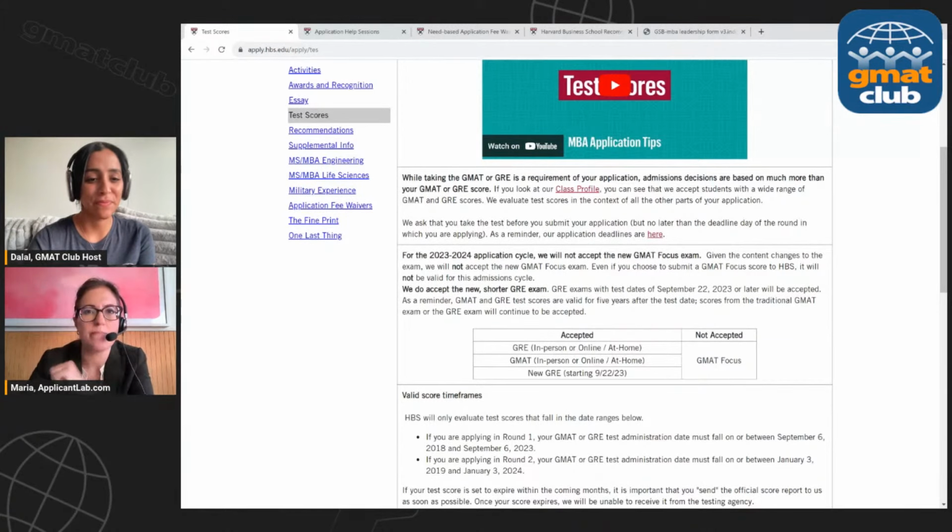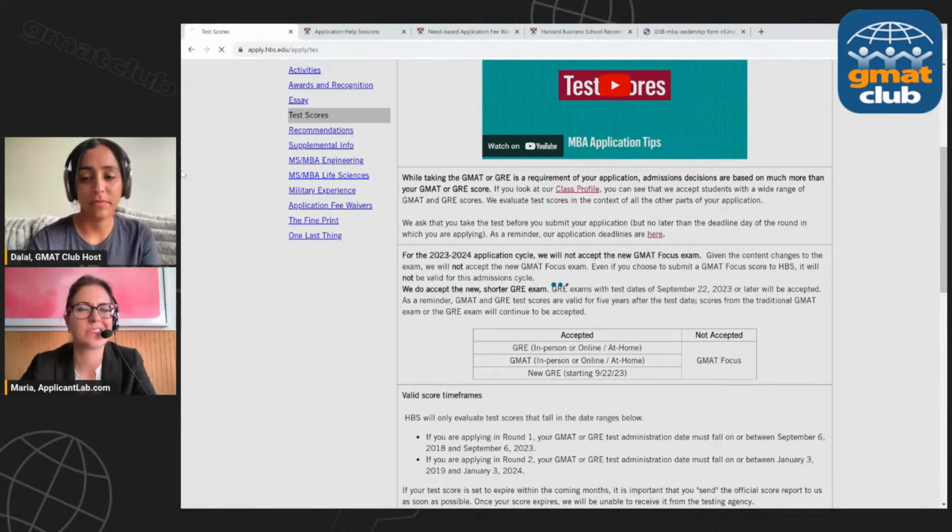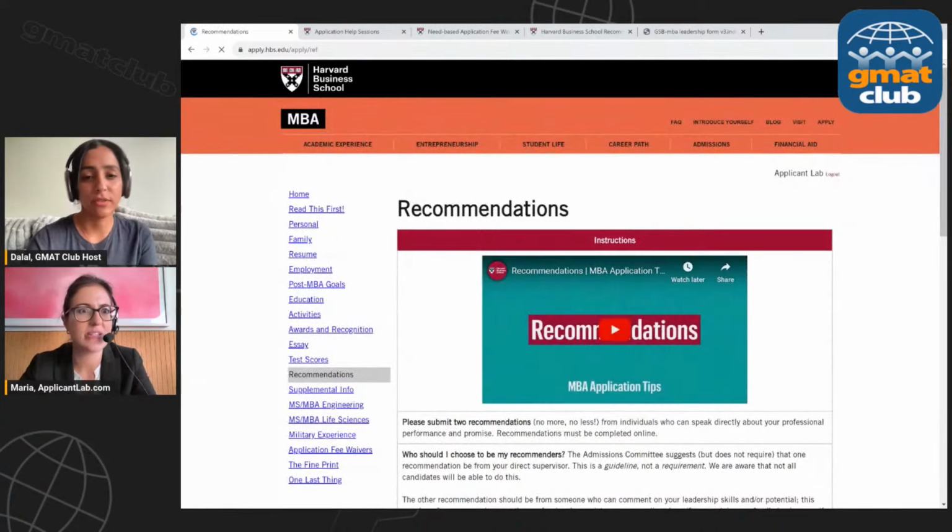So just a heads up. Some other business schools, by the way, are totally fine with the GMAT Focus. Some schools even take the Executive Assessment exam, which is originally meant for executive MBA applicants, but I think Columbia and NYU both accept the Executive Assessment. So the most important thing to mention here is, if you're planning on taking the GMAT Focus, you'll need to take something else if you're applying to Harvard.